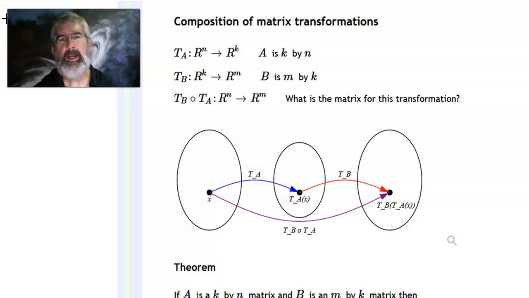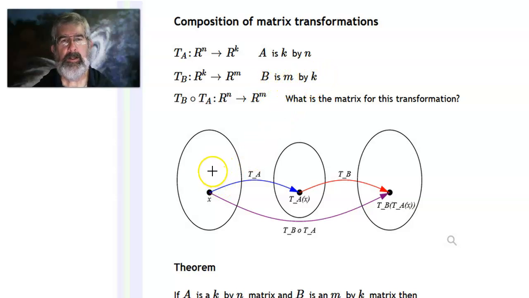In this video, I want to take a look at the composition of matrix transformations. That is, I want to look at two transformations, let's say TA going from Rn to Rk and TB going from Rk to Rm. Notice that this first one, the matrix A has to be K by N. The input is the number of columns. The dimension of the output is the number of rows, so K by N. Likewise, B is M by K.